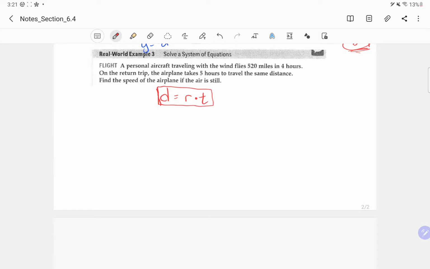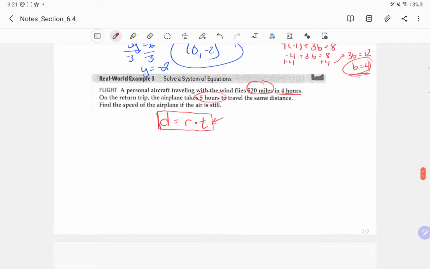So we need to have a time, which we have our times. We have 4 hours and 5 hours, so we have our times taken care of. And we have our distance taken care of. For both of these, the distance is 520 miles. The plane was going to and from the same location, okay? So it means we have our distance, we have our time. It's the rate that we're looking for, okay?